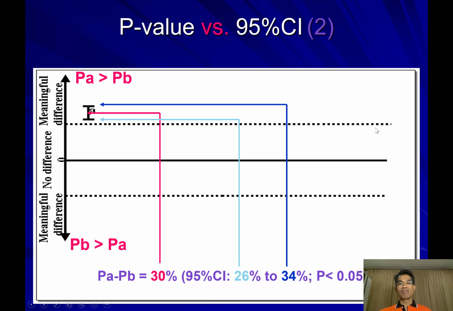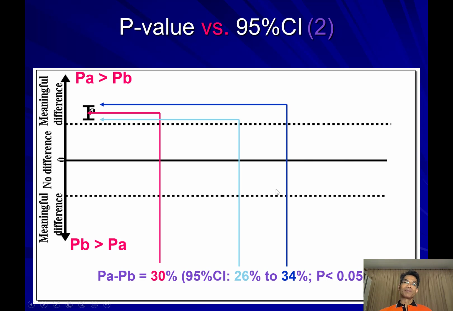For example, in this situation we will recommend using drug A in the place of drug B if the lower limit of the confidence interval does not touch this line, let's say 25. So the lower limit of 26 will be here, this is 34, and this one is the estimate, the statistic from the sample.